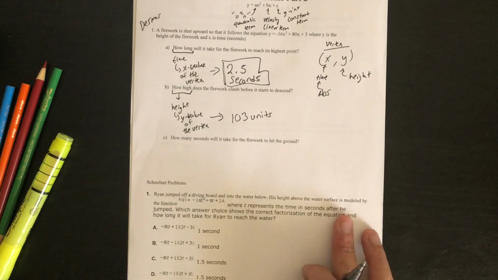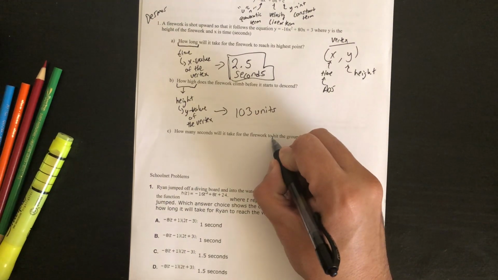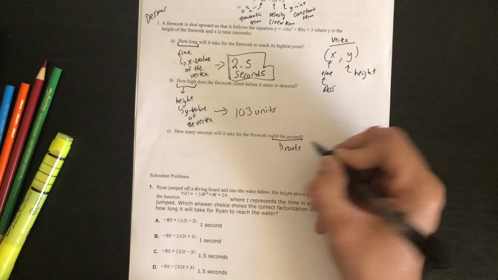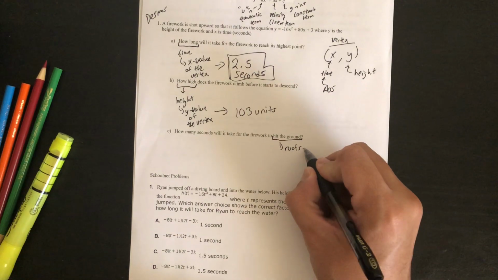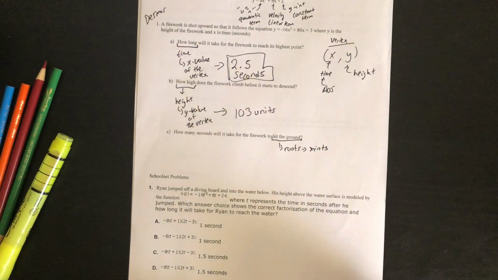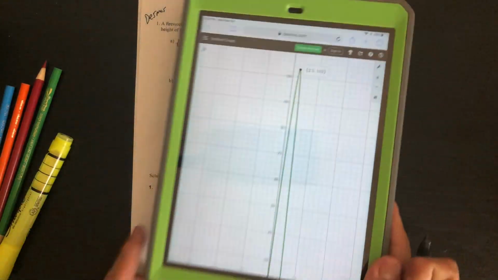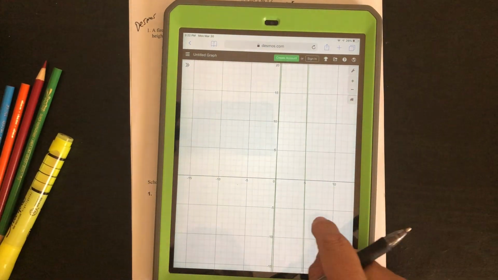So I'm just going to say that the firework reached a maximum height of 103 units. Okay. Question C. How many seconds will it take for the firework to hit the ground? Once again, the keywords are hit the ground. That typically reminds me of roots because roots are underground. And so if we're looking for the roots, we're looking for the x-intercepts.